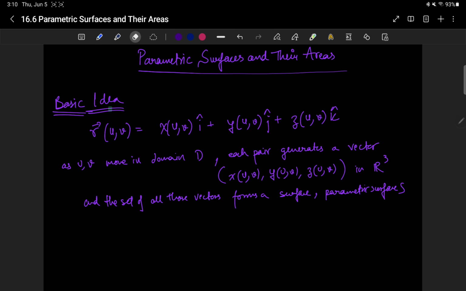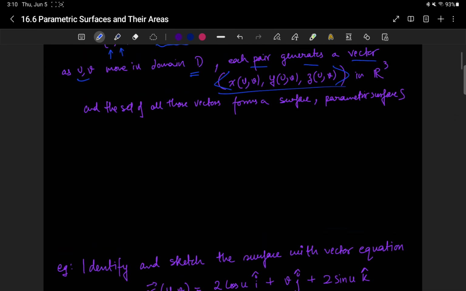So for example, a parameterization could be in terms of the variables u and v, where they're broken into x as a function of u and v in the i direction, y as a function of u and v in the j direction, and z as a function of u and v in the k direction. When you were in two dimensions, you could parameterize using a time variable t, right? So when you're parameterizing in this manner, you can always reduce the number of functional variables by 1. And what happens is as u, v moves in its own domain, each pair will generate a vector of this form in R3, and the set of all those vectors will form a surface which is called a parametric surface.